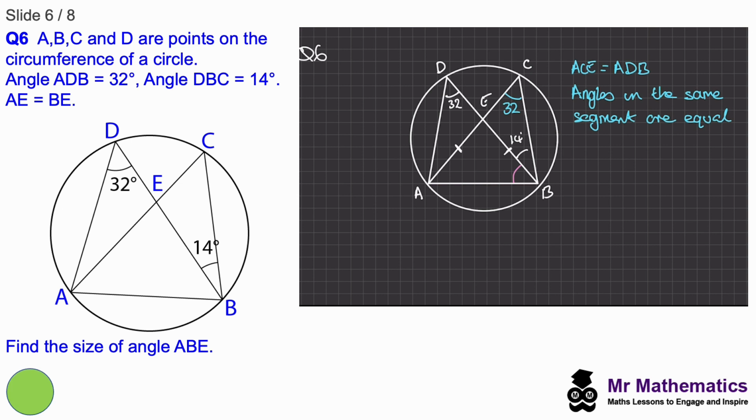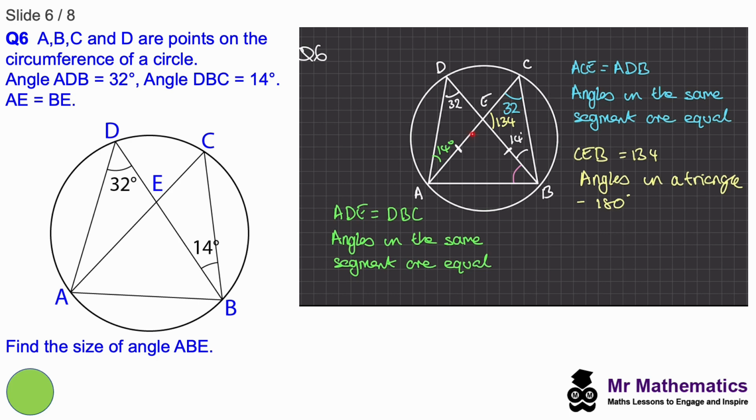So now, if we know this is 14, we can apply the same idea to work out this angle. Again, angles that have a circumference of the same segment. DAC is also equal to 14 degrees. And if we know these two, we can also work out this angle, which will be 134, because we have angles in a triangle. So now we can work out this angle, AEB, using angles on a straight line. So AEB will be 46 degrees.